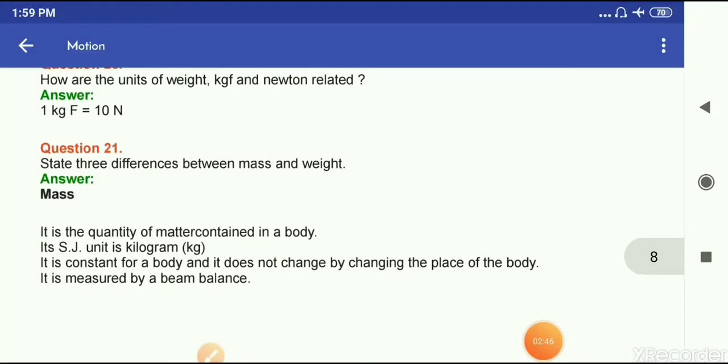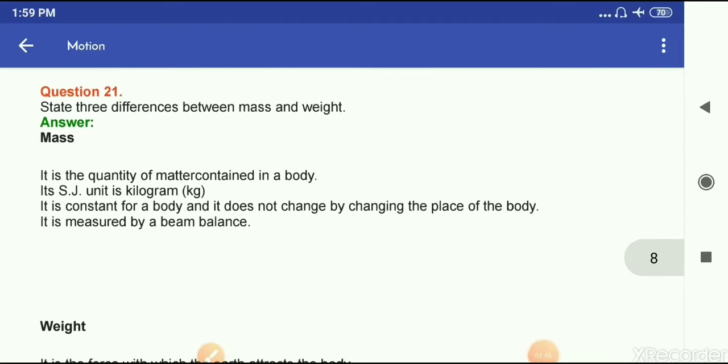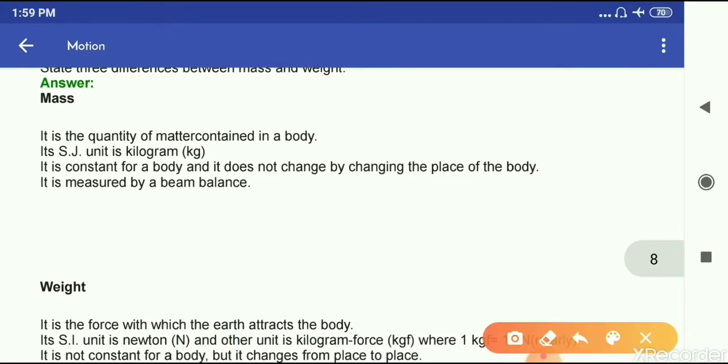Now question number 21. State three differences between mass and weight. So mass, it is a quantity of matter contained in a body. Its SI unit is kilogram. It is constant for a body and it does not change by changing the place of the body, and it is measured by a beam balance.